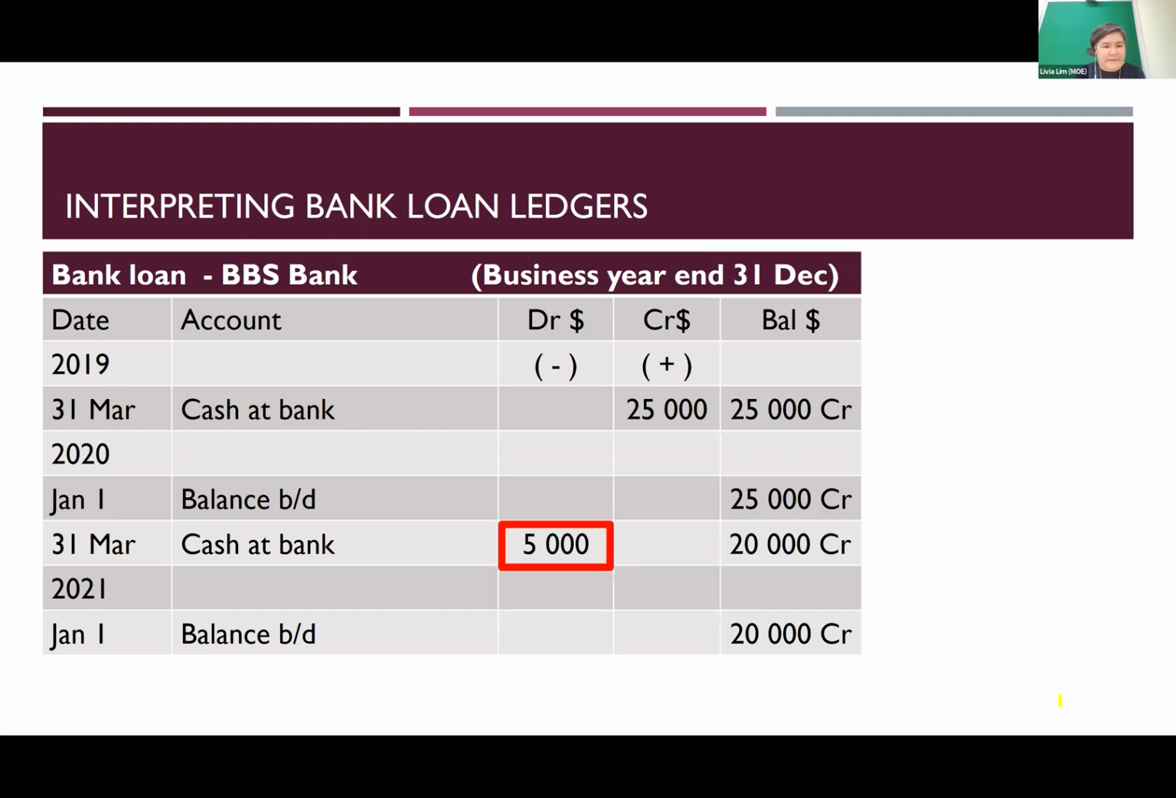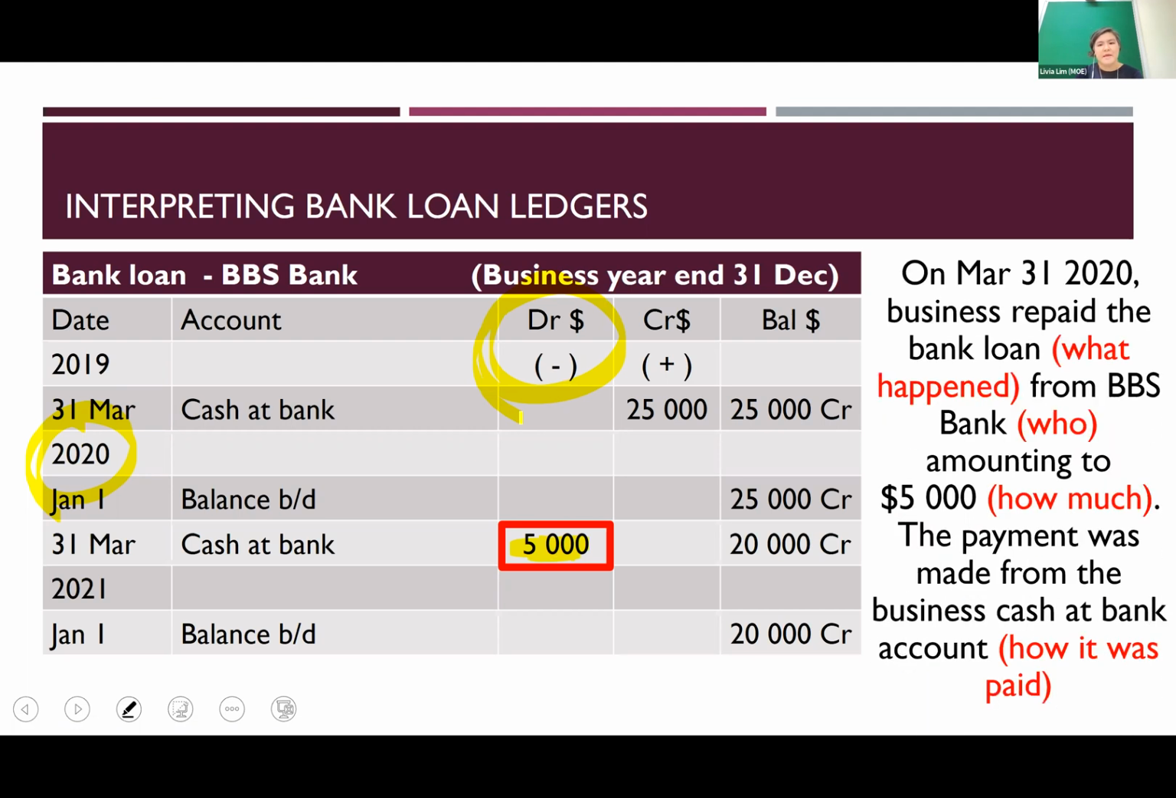Now, something else happening here on the 31st of March, 2020, all right, $5,000 in the minus column for the BBS Bank loan. So what has happened here? So on 31st of March, 2020, the business repaid the bank loan. We paid the bank loan from BBS Bank, that's who, amounting to how much? $5,000. And this payment was made from the cash at bank account. That is how it was paid.